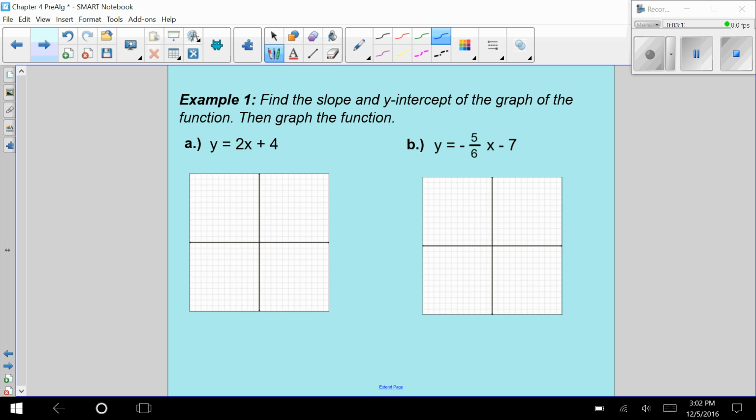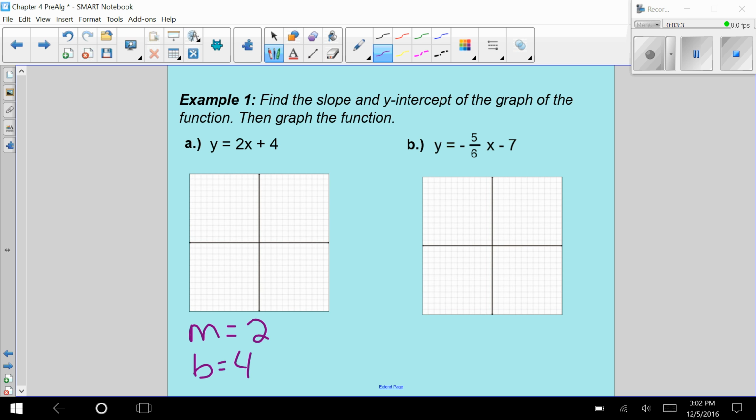All right, we are going to try using slope-intercept form to graph it. So find the slope and y-intercept, and then we're going to graph the function. We're going to start in letter A. Our slope, which we call m, is whatever number is in front of the x, so it is 2. Our y-intercept, which we call b, is 4. That means we start at 0, 4.